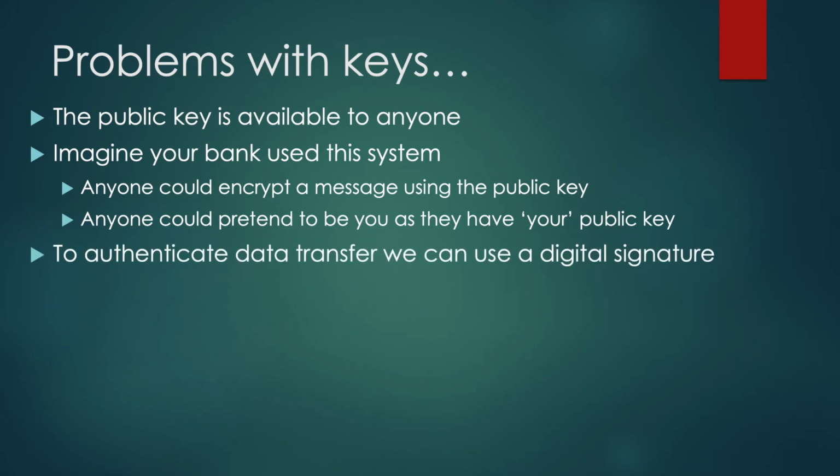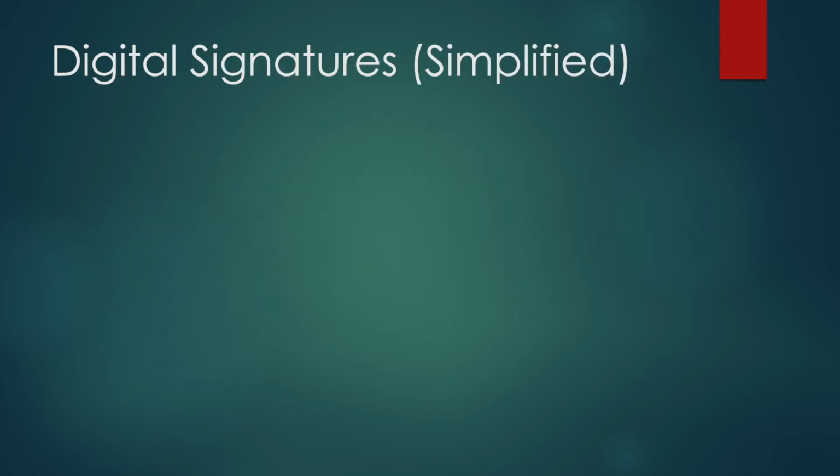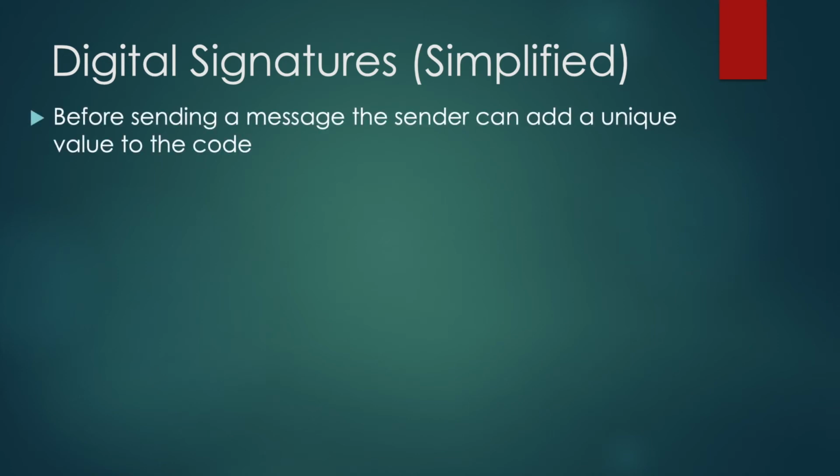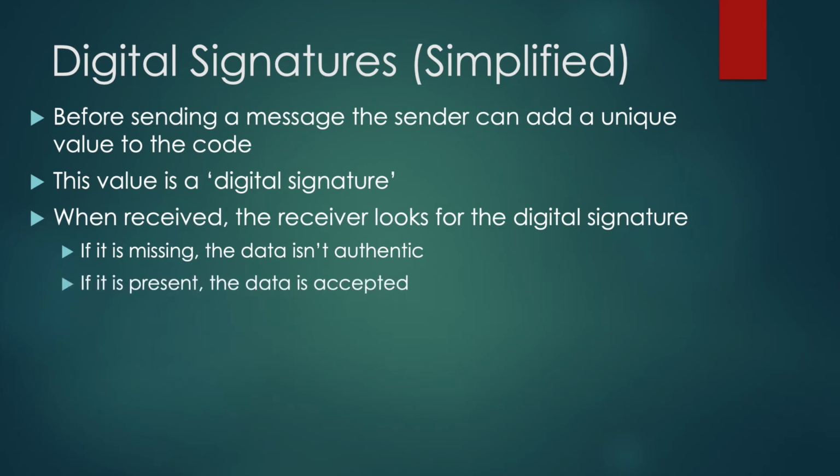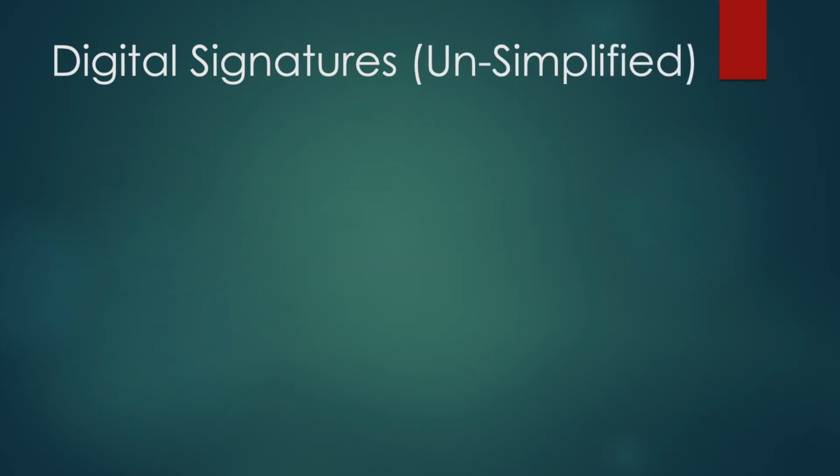So to authenticate data during transfer, we can use a digital signature. We've got a simplified version of a digital signature and a more complicated version. The general concept is that before you send a message, the sender can add a unique value to the code. That value is a digital signature, much like a normal human signature. When it's received, the receiver looks for the digital signature. If the digital signature is missing, then the data isn't authentic. If it's present, then the data is accepted. That's the basic concept of your digital signature. The unsimplified version obviously is a little bit more complicated than that.